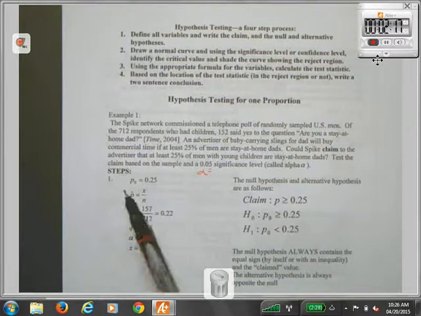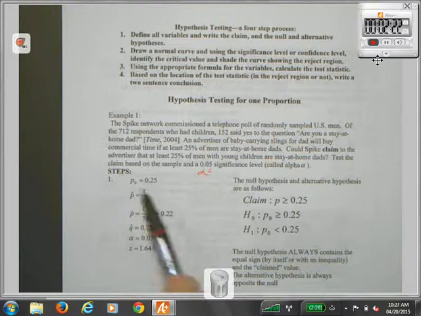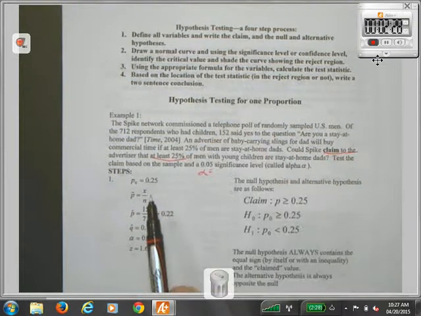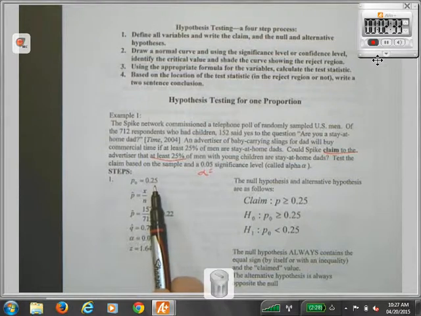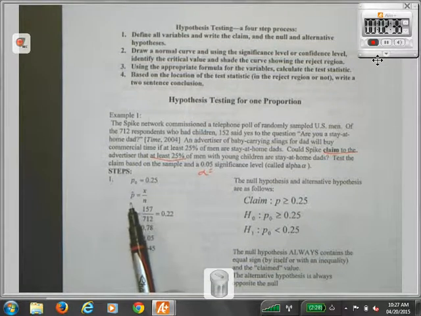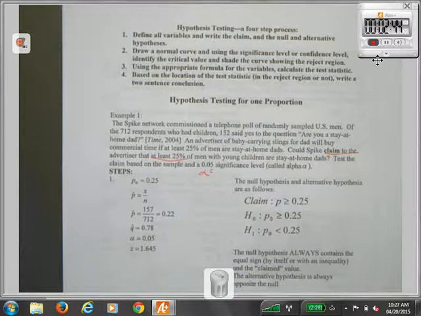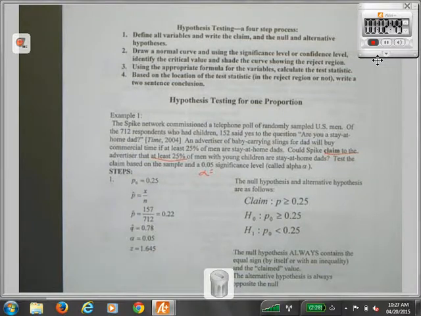Now, this little subscript zero here, I'm going to explain that in just a moment, but this is what comes from the claim. So the claim is the at least 25%. So you see that that's matching the 25%. I'll tell you what that subscript means in just a minute. This next one, we've seen this one before, p hat, and it's still calculated the same way, x over n. X being the number of successes in whatever scenario we're looking at, and n being the total in that sample. So in this case, p hat is 157 over 712. And when that's divided out, it's 0.22.